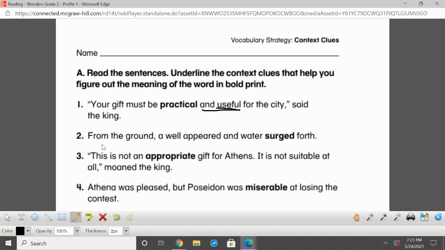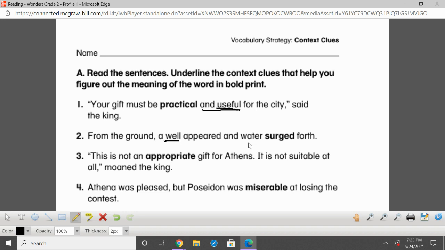So surged is the word that we don't know. So let's look at the sentence around it, the words around it. From the ground, a well appeared and water surged forth. Well, a well, I know from previous background knowledge, usually has to do with water, okay?